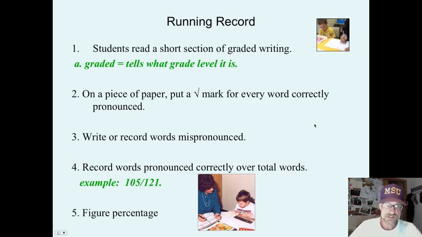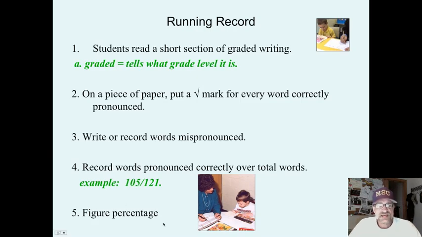So the running record is used not for comprehension. We're not looking at comprehension. We're looking at the ability to recognize words correctly, to decode words, or to pronounce them. On that same running record, they record the words mispronounced. Make some mark to indicate. And again, adopt and adapt this, get the idea, and adapt it to meet your situation.